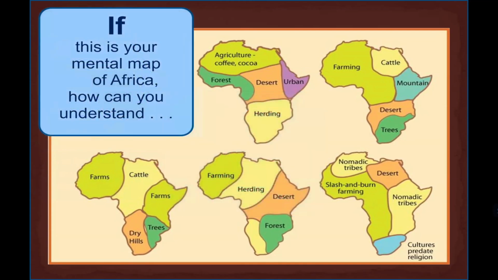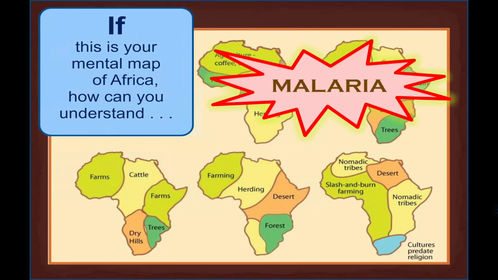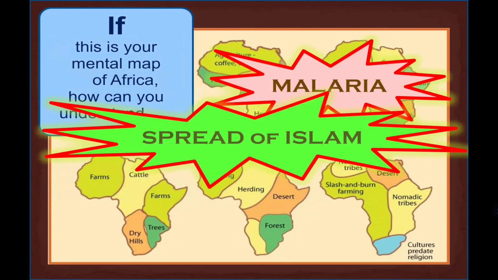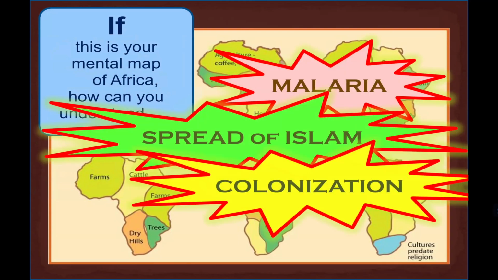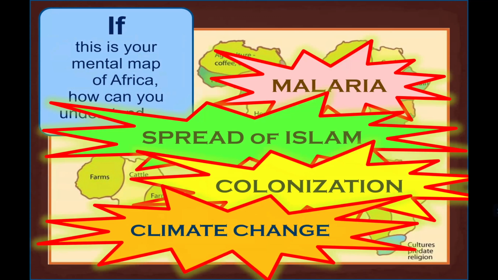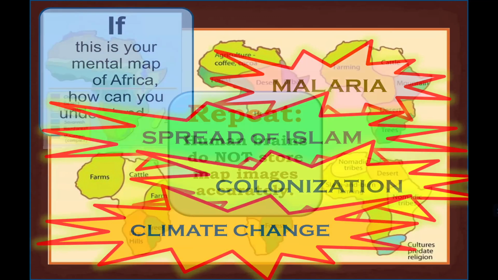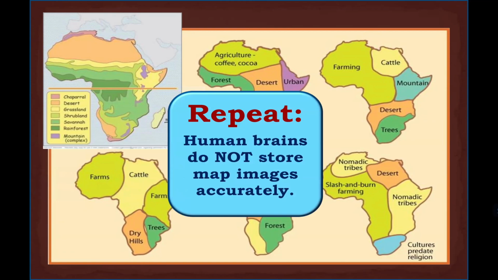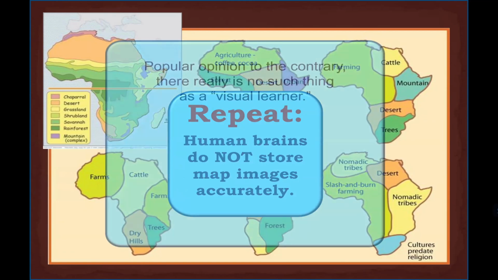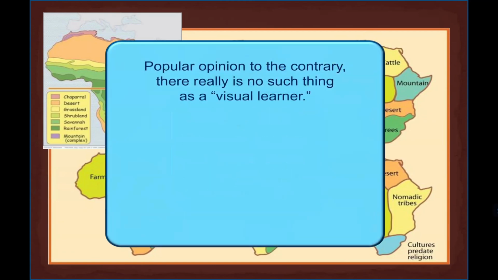And if this is your mental map of Africa, you can't possibly understand where malaria is, or the spread of Islam, colonization, slavery, climate change, terrorism today. Repeat, human brains do not store map images accurately. Popular opinion to the contrary, there really is no such thing as a visual learner.